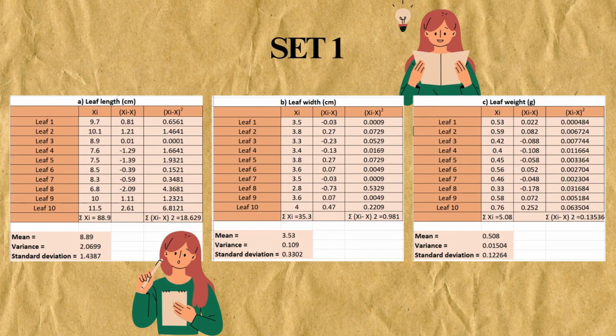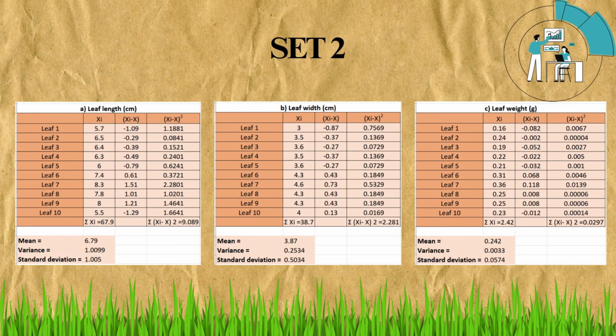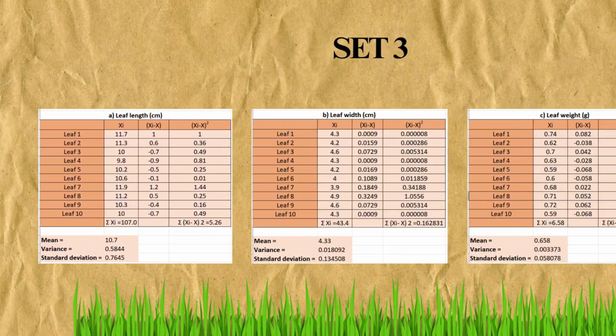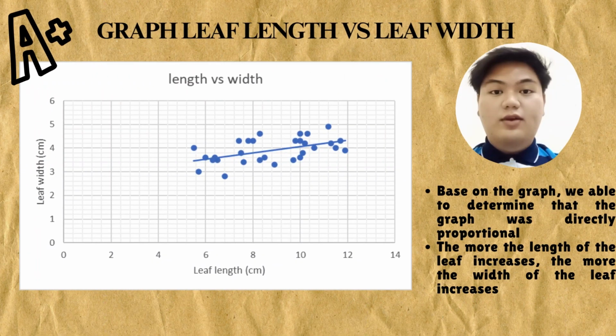This is the result for set 1. This is the result for set 2. And this is the result for set 3. Based on the graph, we are able to determine that the graph was directly proportional. As the length increased, the width also increased.